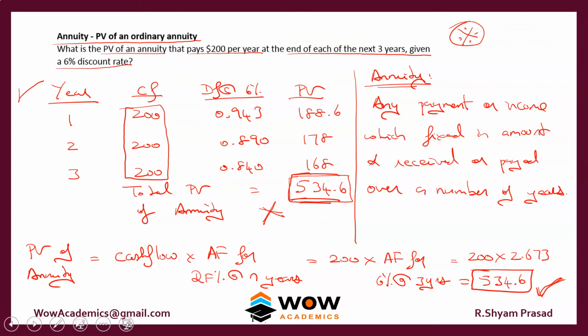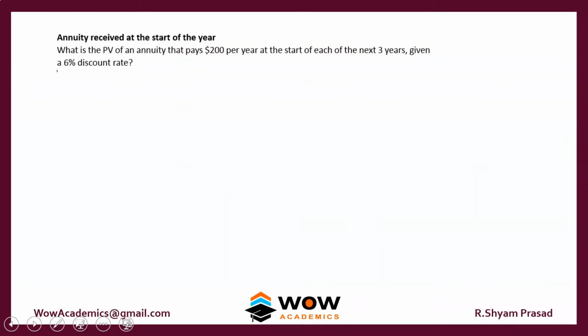Okay, so we'll move on to the next problem. Annuity received at the start of the year. What is the present value of an annuity that pays 200 per year at the start of each year for the next 3 years, given a 6% discount factor? This is the same numerical sum as the previous one, but the only difference is that in the last sum the cash flow was assumed to be received at the end, but here it is at the start. So we'll start with the table.